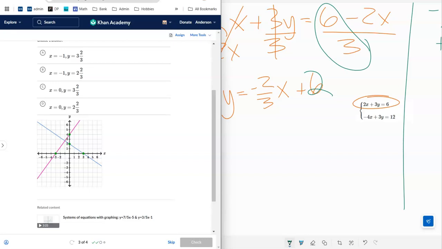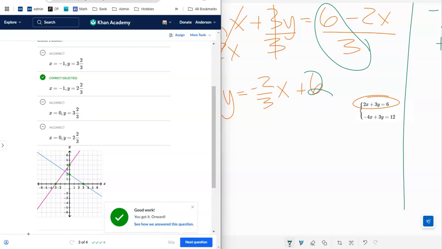Okay? Similar issue, actually. We don't intersect at a whole number. But this time we can see our x value is negative 1. So it's either A or B. How high up do we go? We go up to between 2 and 3. Well, that means it's B. 2 and 2/3 looks like it's between 2 and 3. There you go.